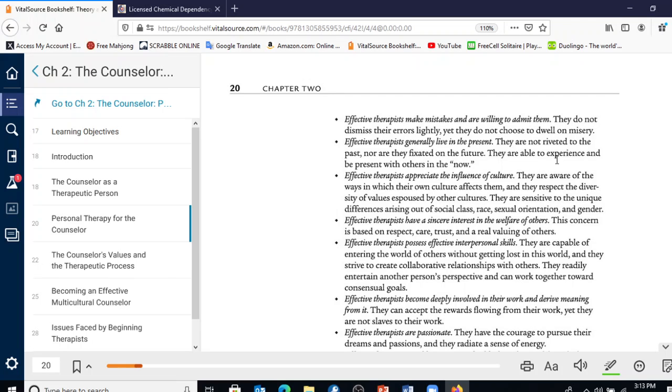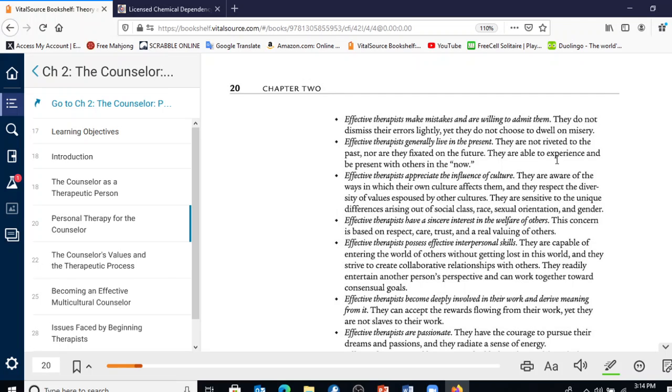Effective therapists become deeply involved in their work, and they derive meaning from it, and that's good. What's bad is if you're a recovering person, say, for instance, and you stop doing the things that got you sober and are keeping you sober and throw everything into your job, and now you're getting a therapeutic fix out of the work that you're doing. That's not good.